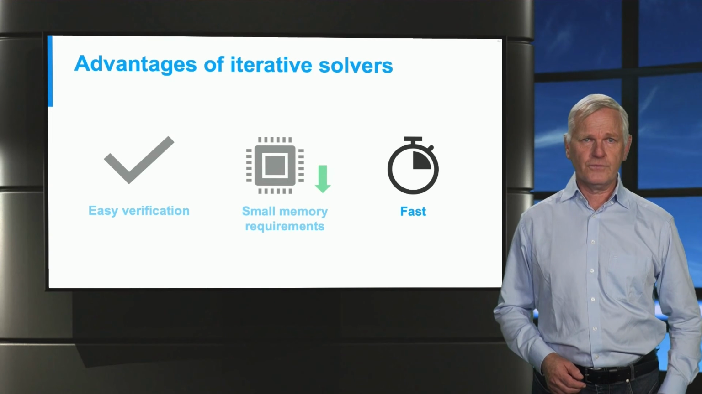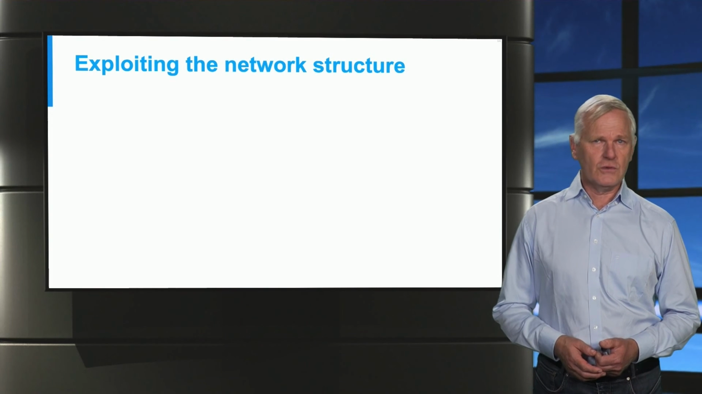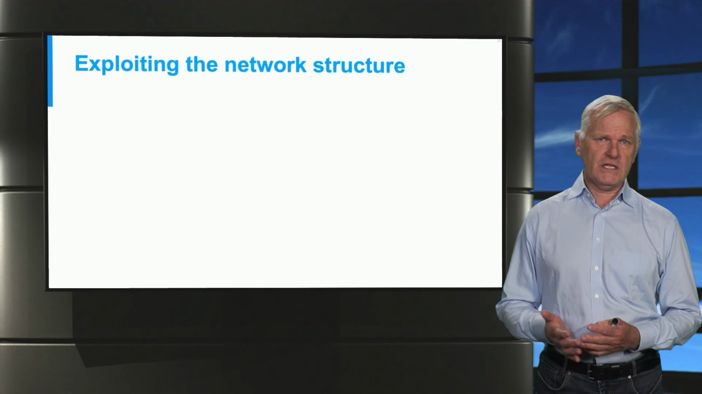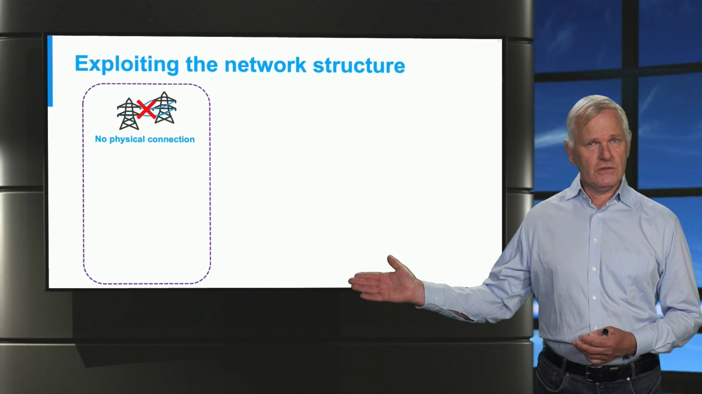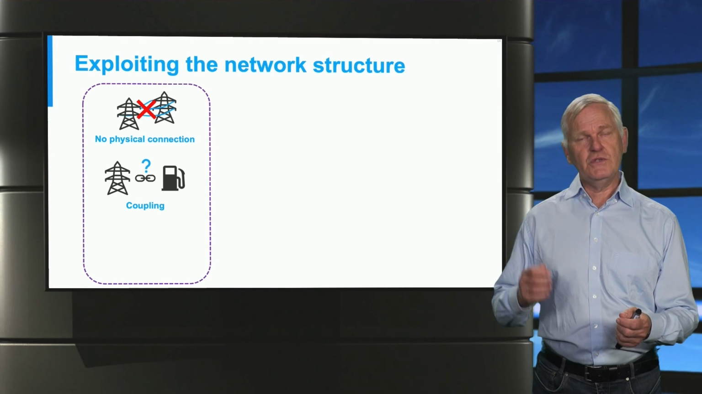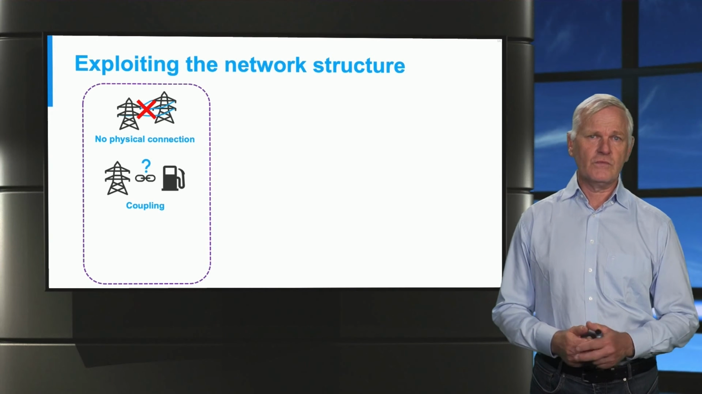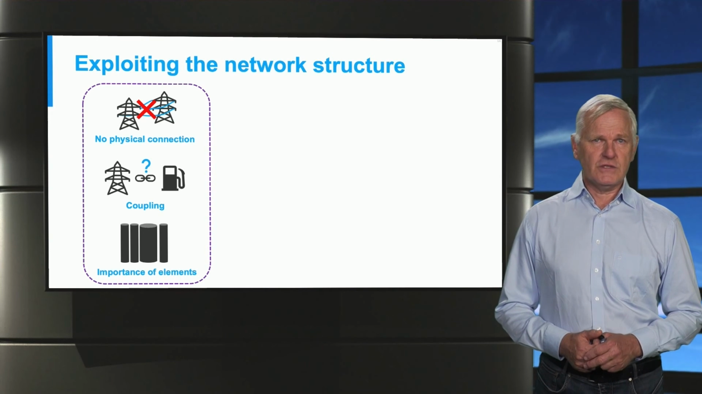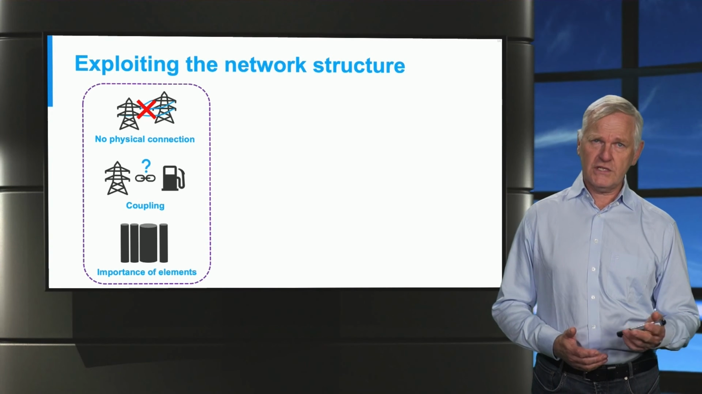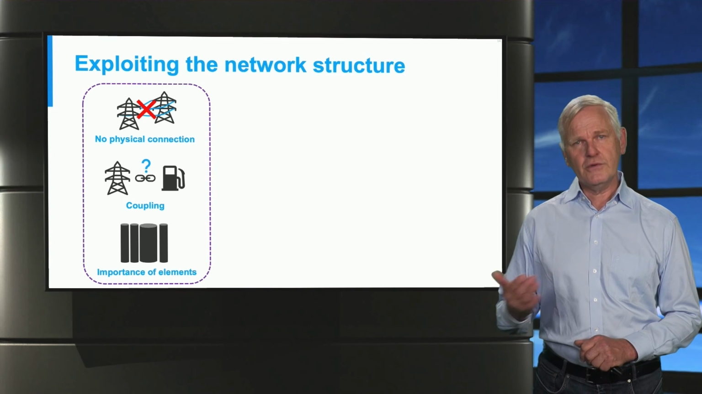For both the Newton-Raphson option and the iterative solvers, it is crucial to know the topology and network structure. These include aspects such as, is there a physical connection or not? How is the coupling between electricity, so between AC and DC? And how is the coupling with the gas or the heat? What elements are essential? If you have a vital connection, please keep that in your solver. In contrast, if the particular part is trivial, it can be removed from the computation or evaluated later.